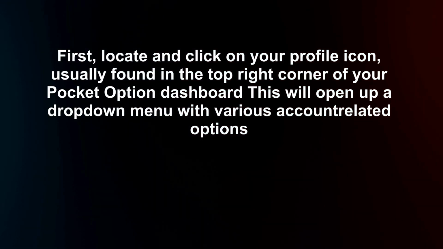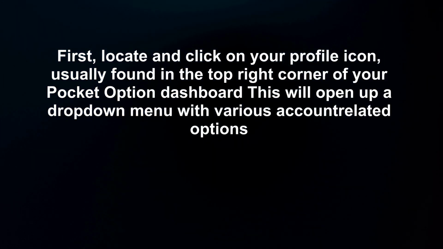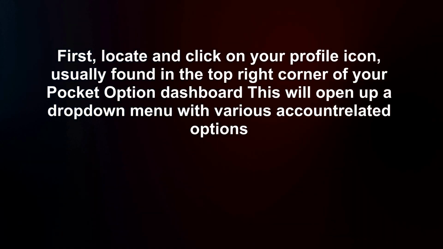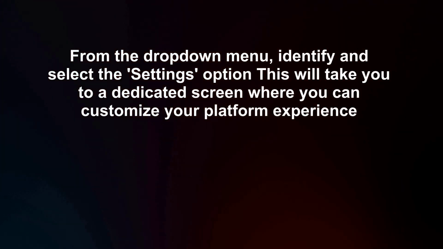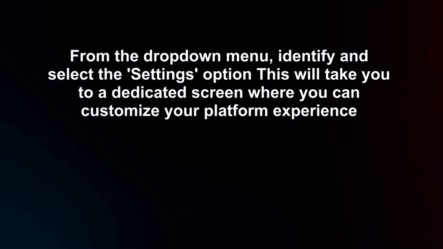First, locate and click on your profile icon, usually found in the top right corner of your Pocket Option dashboard. This will open up a drop-down menu with various account-related options. From the drop-down menu, identify and select the settings option. This will take you to a dedicated screen where you can customize your platform experience.